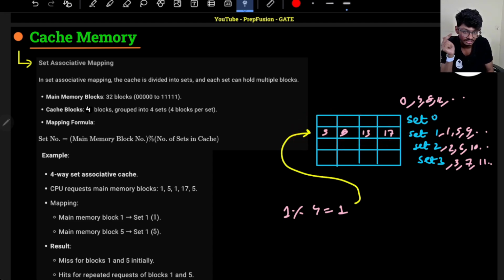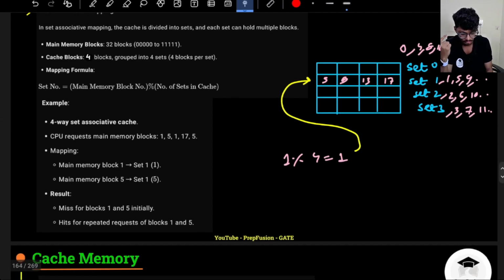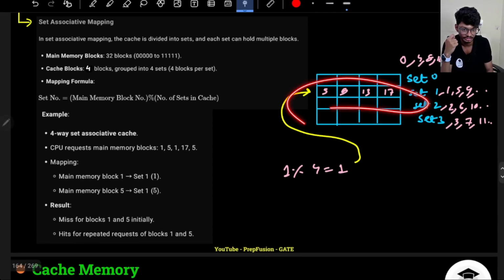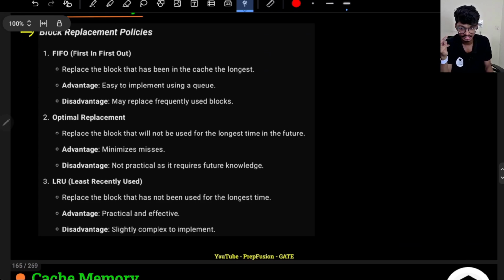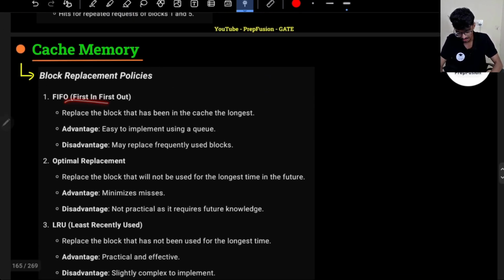For these kinds of things, we need a policy for the replacement. Whenever I am replacing, we need a policy. So we will understand those policies. There are mainly 3 kinds of policies. This first one is first in, first out: replace the block that has been in the cache for the longest.